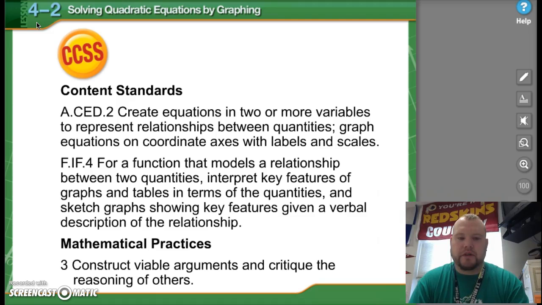description of the relationship. Our mathematical practice that we're going to focus on today is constructing a viable argument and critiquing the reasoning of others. So a viable argument just means a logical argument, something that makes sense. So moving on.